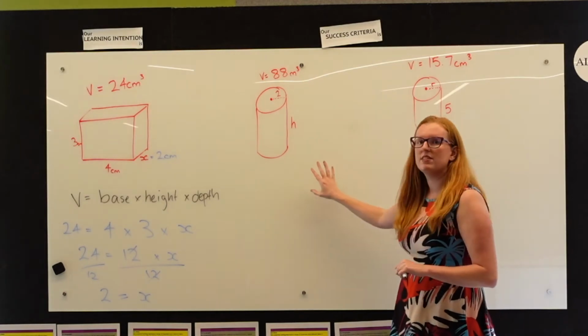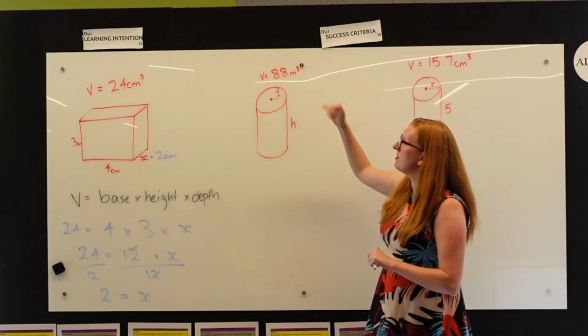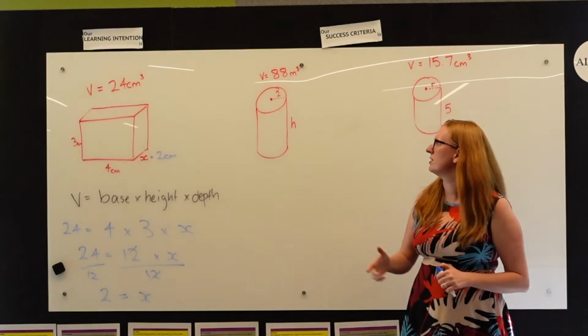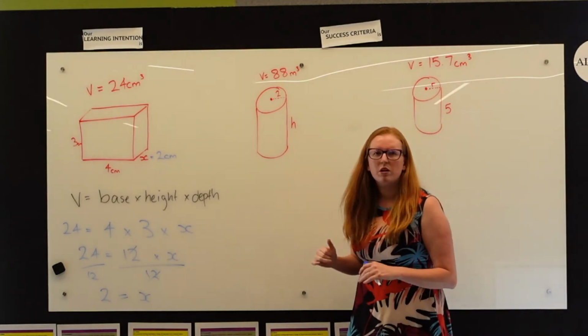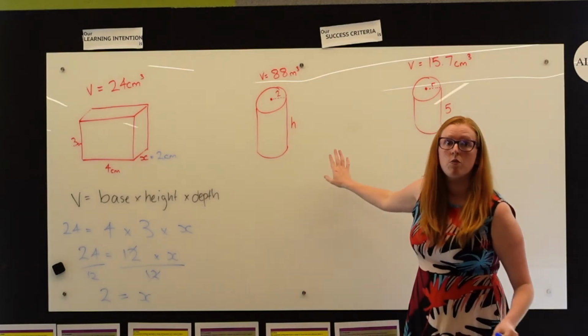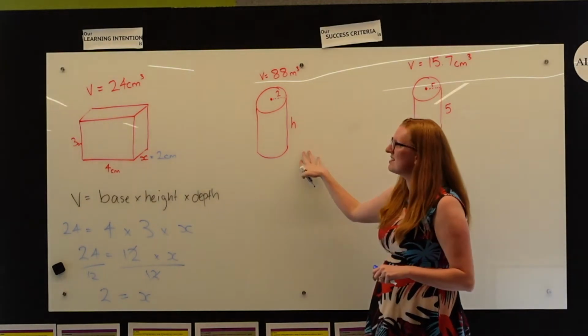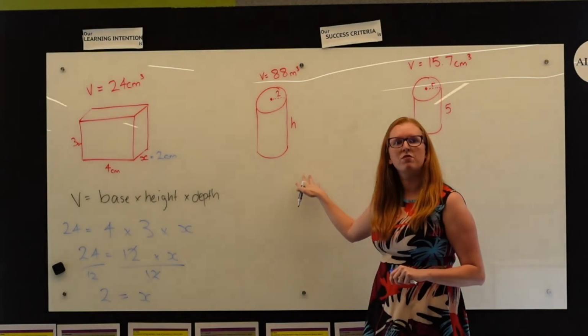Okay, here we have a cylinder. Same thing, I'm given the volume, but I'm missing one of the dimensions. So in this case, I'm missing the height. So I need to, again, kind of work a bit backwards to be able to figure out what my missing dimension is. So I'm going to start, as always, by writing my formula.